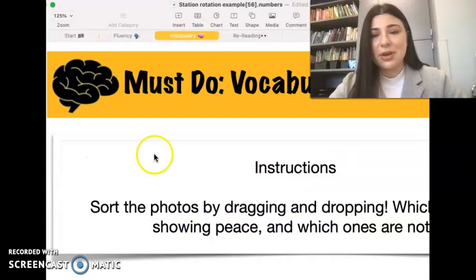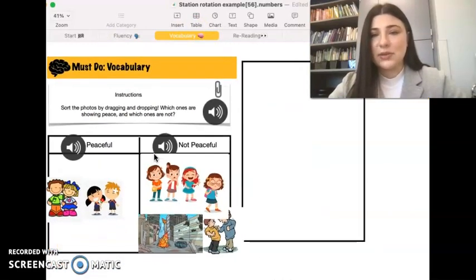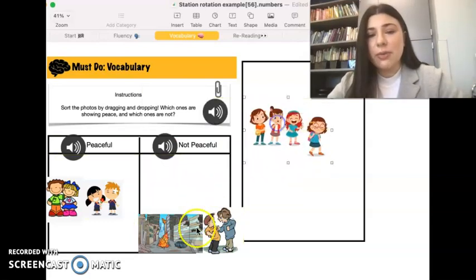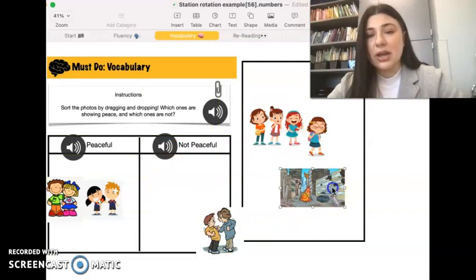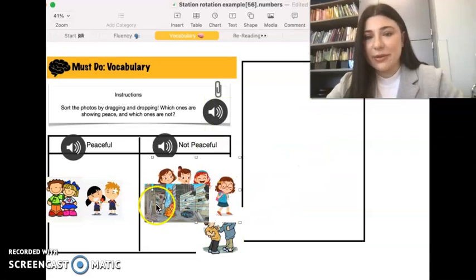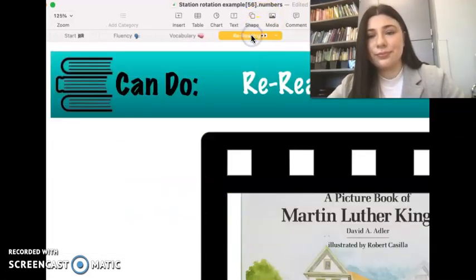And then we usually have some kind of vocabulary set up. So this happened to be a peaceful, not peaceful word sort. And again, with the recorded directions, my non-readers can still have access to the work. This started out with all the pictures over here, but the student on their own had sorted between peaceful and not peaceful, because that happened to be the vocabulary words that we had been working on.